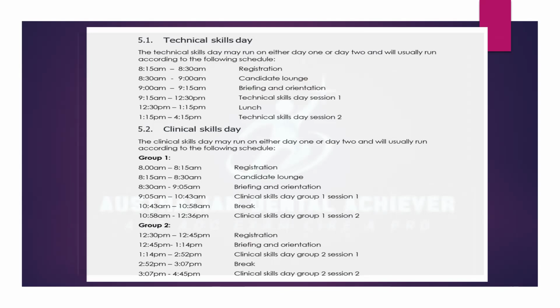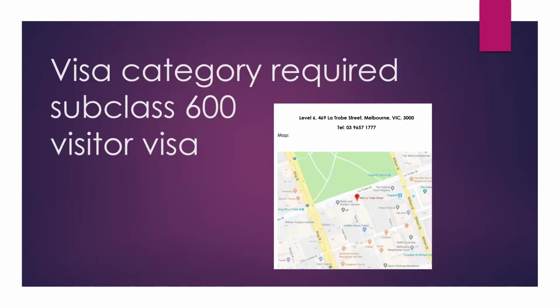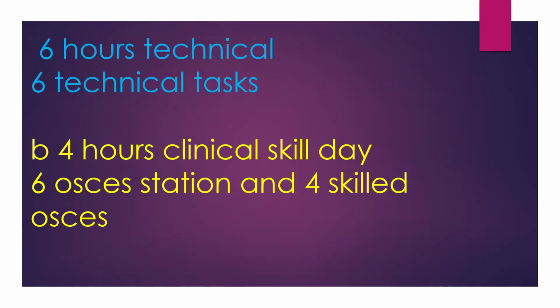Once you select your dates, before 1 month, you will get the schedule, whether you are having the technical on the first day or the skill OSCE on the first day. So, what exactly are the technical skill day and the clinical skill day? The technical skill day includes six different tasks, that includes the preparatory cluster and the restorative cluster. And the clinical skill day includes 6 OSCE stations and 4 skilled OSCE stations. So there will be 10 stations in total on the clinical skill day.